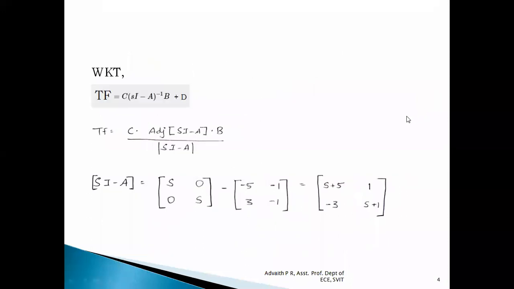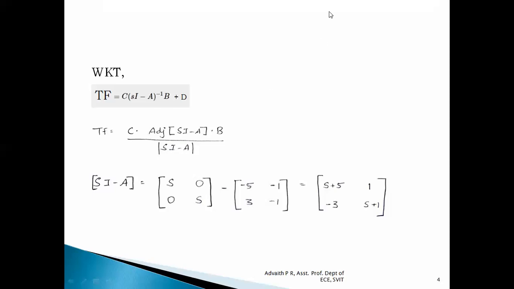We already know that the transfer function is given by the formula C into (sI minus A) inverse into B plus D. In sI minus A, this I indicates the identity matrix. So (sI minus A) inverse can be written as adjoint of (sI minus A) divided by determinant of (sI minus A), where I is nothing but the identity matrix. To find this transfer function, first we need to know what is sI minus A.